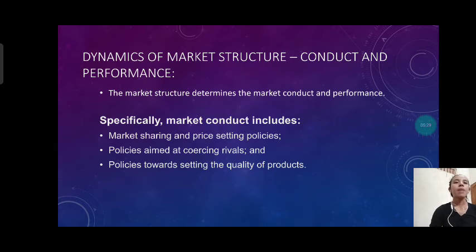Next, dynamics of market structure, conduct, and performance. The term market conduct refers to the patterns of behavior of firms, especially in relation to the market.